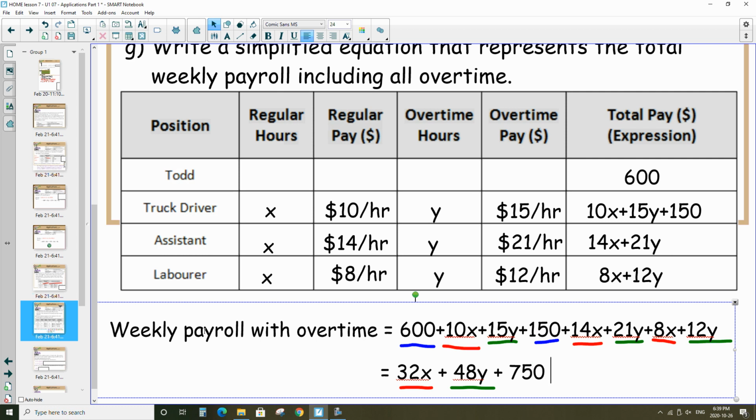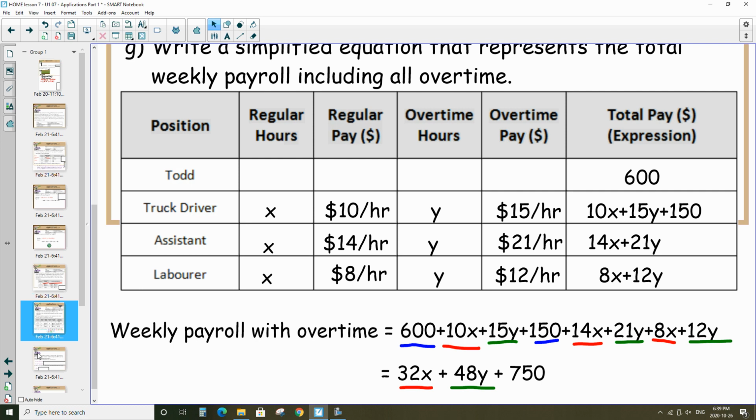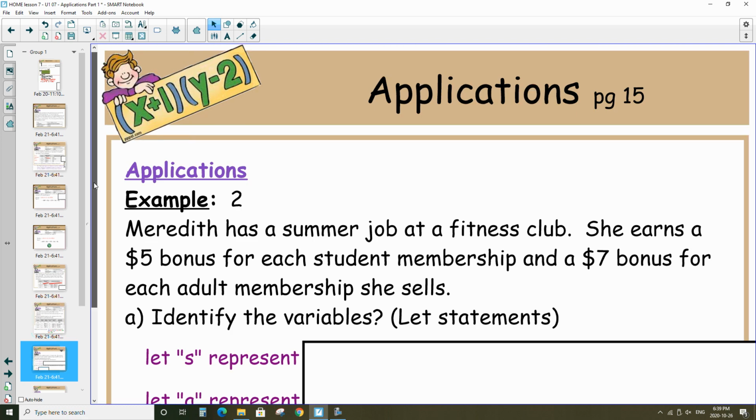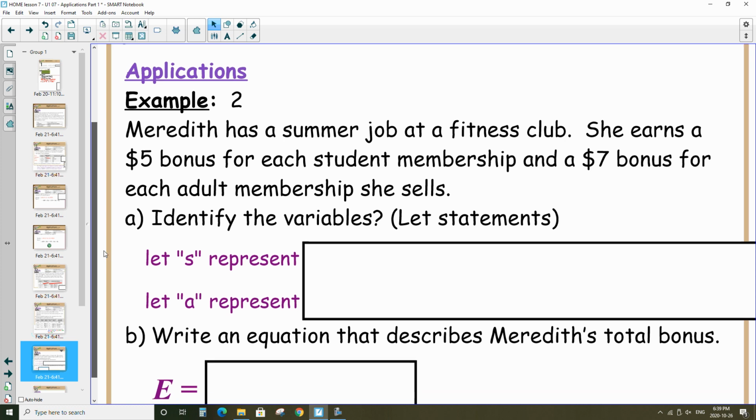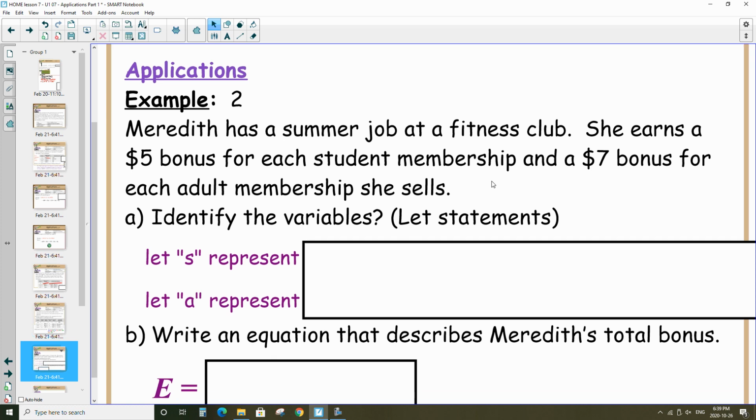There we go. So there's your simplified expression. Next question, we've got Meredith has a summer job at a fitness club. She earns $5 bonus for each student membership and $7 bonus for each adult membership that she sells. Identify the variable. So with these word problems, you should have let statements.